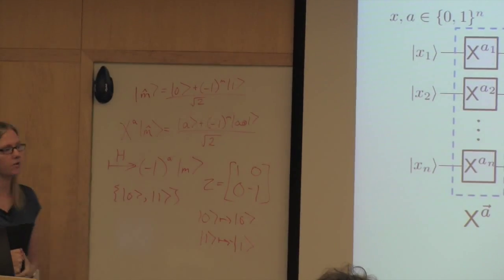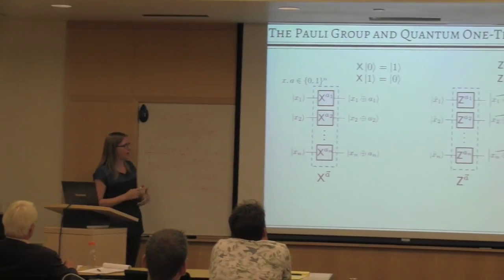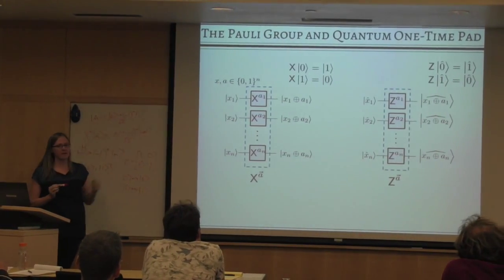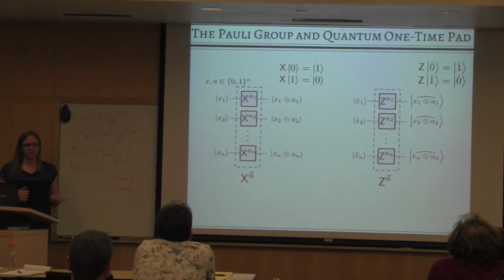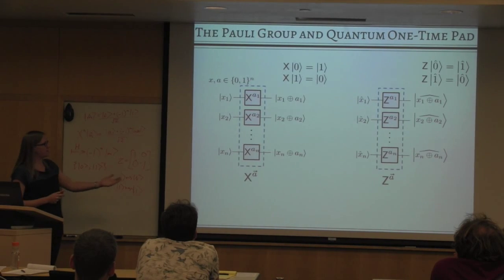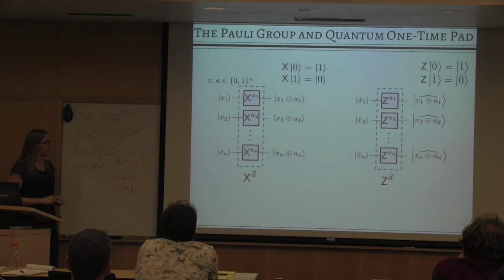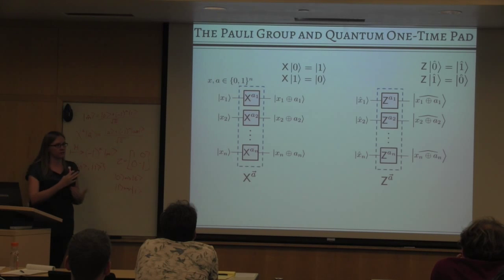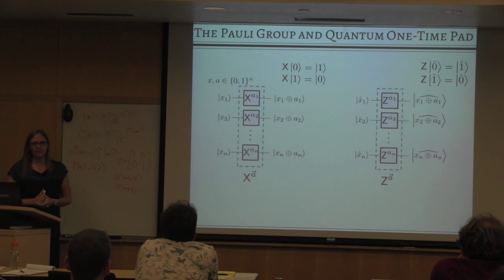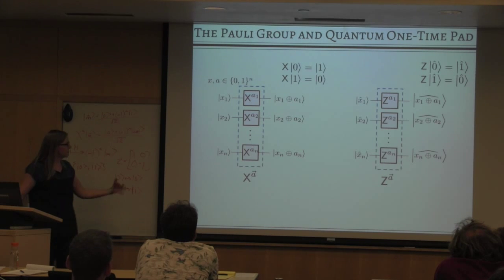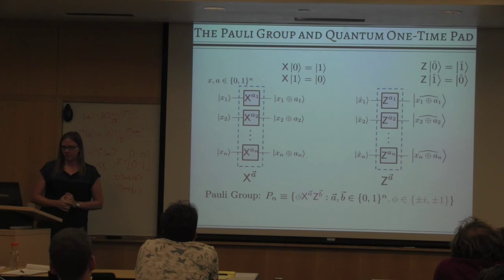Okay, and similarly, we can also apply a one-time pad in the Fourier basis by choosing some string A and applying Z wherever A is 1 and the identity wherever A is 0. And this does a NOT in Fourier basis. Okay, so if we take all of the circuits that we get that are generated just by these X and Z gates, we get something called the Pauli group.